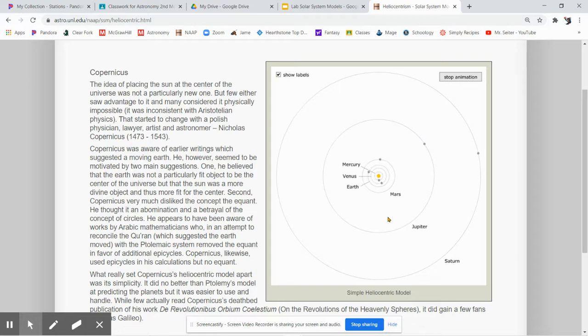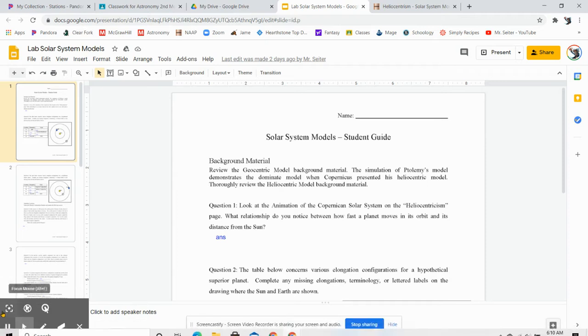So you can see, it looks to me like the closer the planets are to the sun, the faster they move. So that's our answer to question number 1. Now, give me a couple of good sentences here. Just say, the closer they are, the faster they move. I want a sentence as an answer, at least a sentence, maybe 2.